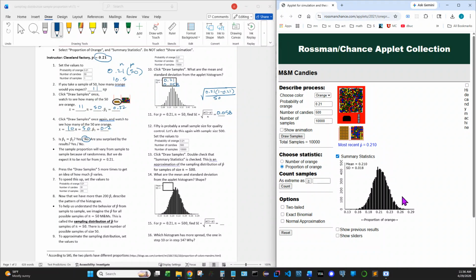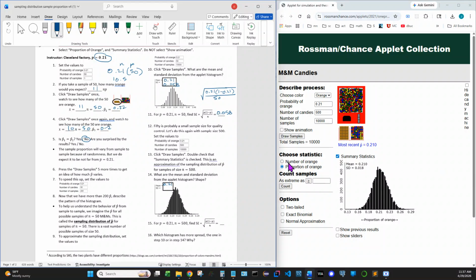And again, this isn't the perfect sampling distribution. This isn't every possible p-hat from every possible sample of size 500, but it's a fairly good approximation of it. So we have 10,000 here, and let's again investigate the mean. The mean is 0.21, which is exactly what we expect it to be, right? Because the proportion of orange is 21%, or 0.21.